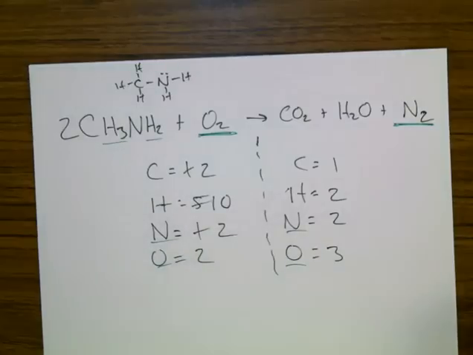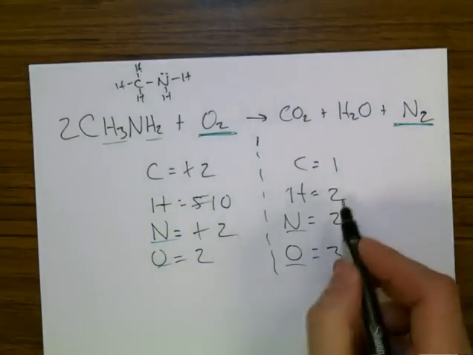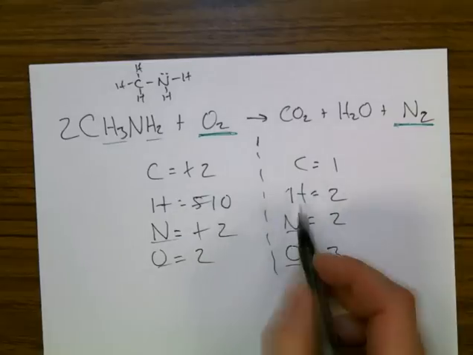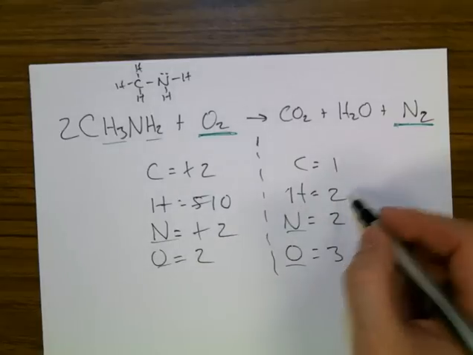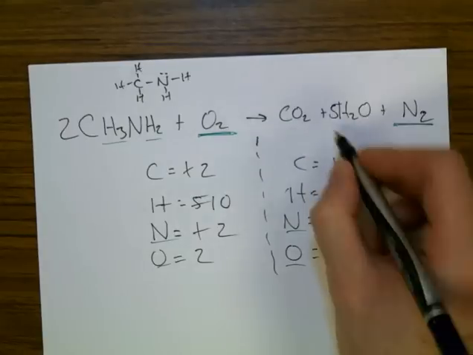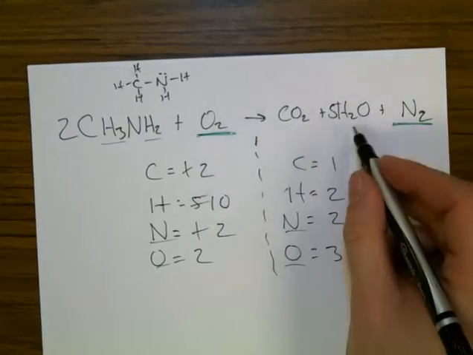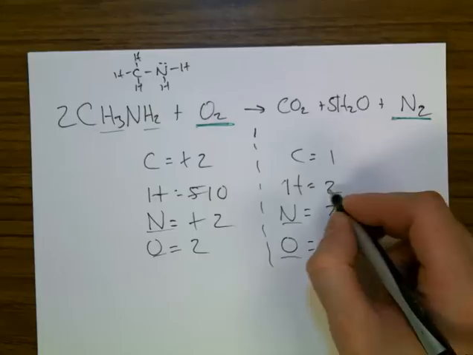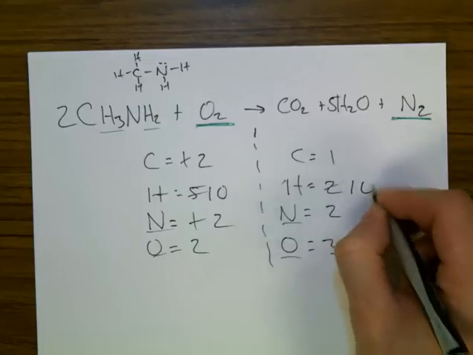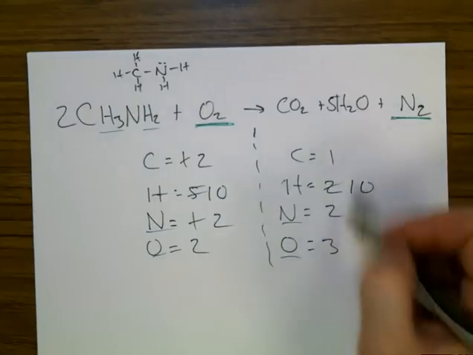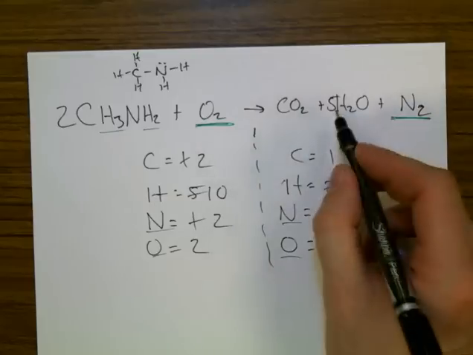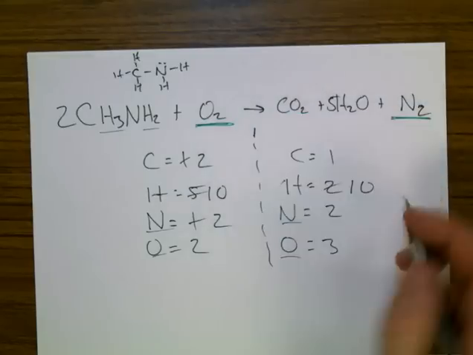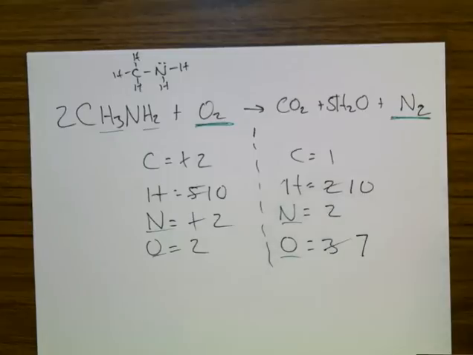Notice that by making the hydrogens even, I also incidentally balanced out the nitrogens as well. So now I need to make sure that my hydrogens are the same on both sides. I've got 2 hydrogens over here, and I need to have 10. So I'm going to multiply by 5 by putting the coefficient of 5 in front of the water. And when I do that, I get 10 hydrogens. But unfortunately, my oxygens change considerably. I have 5 there, and then I have 2 there. That actually leaves me with 7 oxygens.